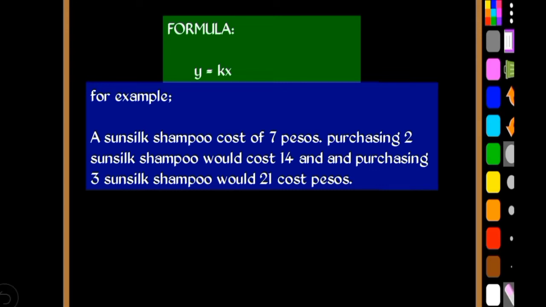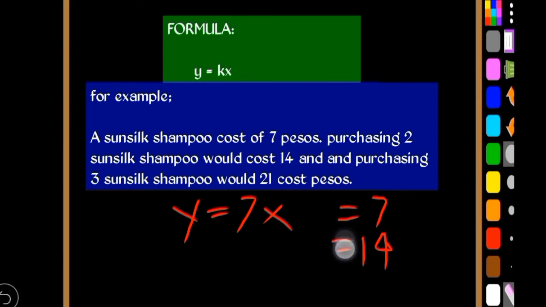So our formula is y equals k, the constant, which is 7, times the number. So, y is equal to 7 times 1, one shampoo, so y is equal to 7. And y is equal to 7 times 2, which is purchasing 2 Sunsilk shampoo, which costs 14 pesos. And purchasing 3 Sunsilk shampoo would cost 21.